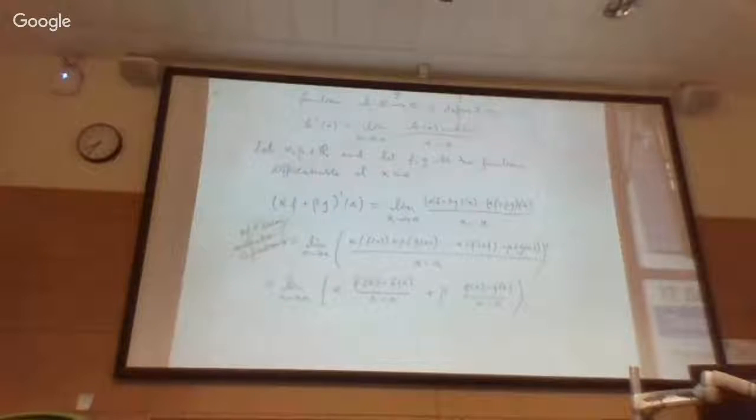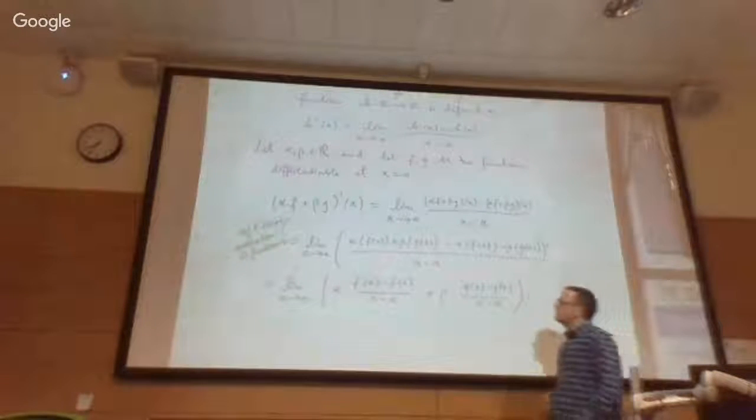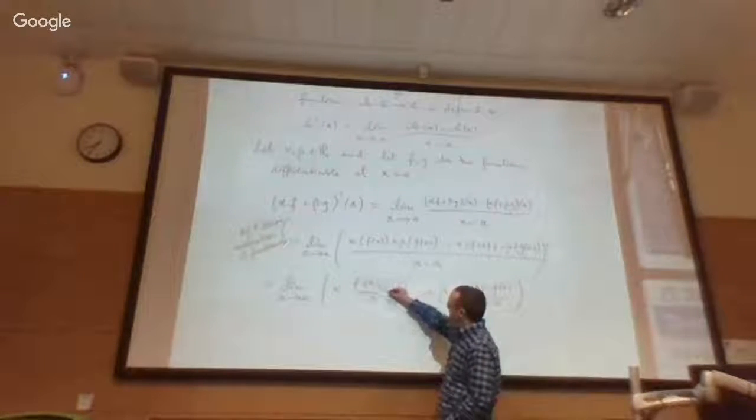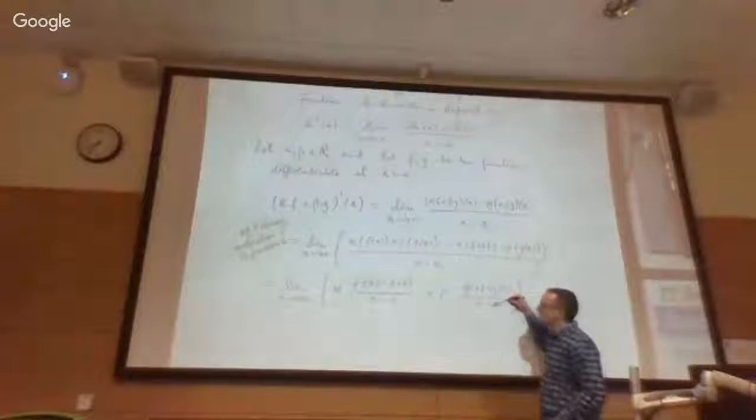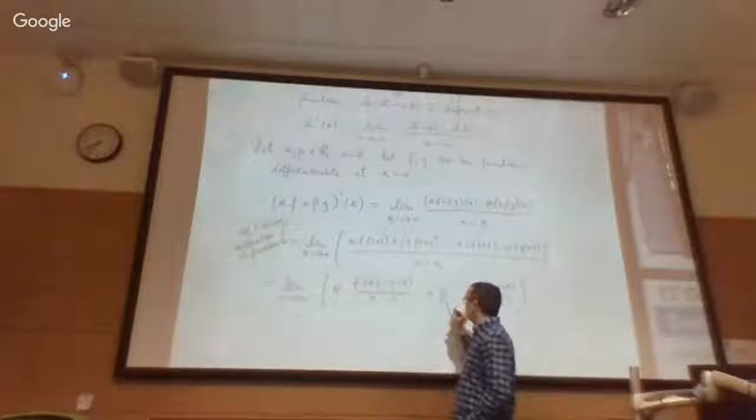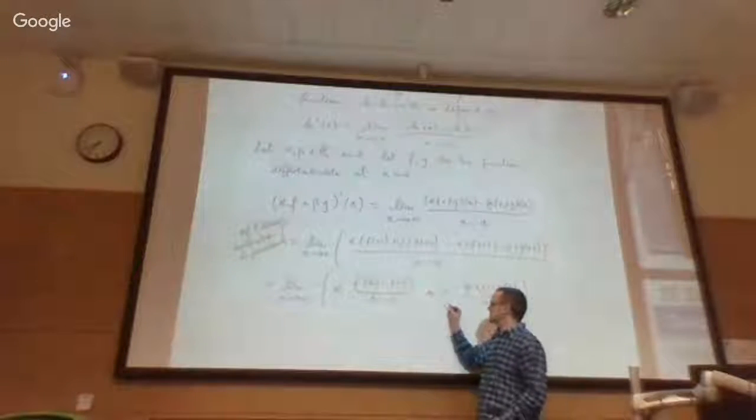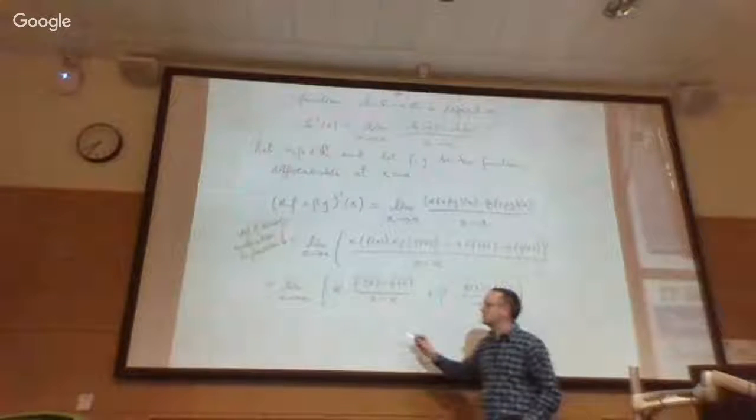Okay, now you see it becomes clear what's going on. This is exactly the relative change in f. This is exactly the relative change in g. And you're taking a linear combination of those two: alpha times this plus beta times this. And then we're taking the limit of the whole thing.